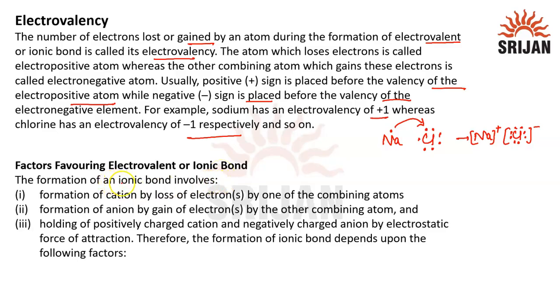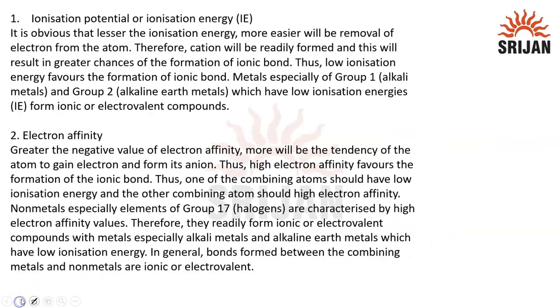Now what are the factors that favor the formation of ionic or electrovalent bond? The formation of an ionic bond involves formation of cation by loss of electrons by one of the combining atoms, then formation of anion by gain of electrons by the other atom, and holding of the positively charged cation and the negatively charged anion by electrostatic force of attraction. Therefore, the formation of ionic bond depends upon the following factors.